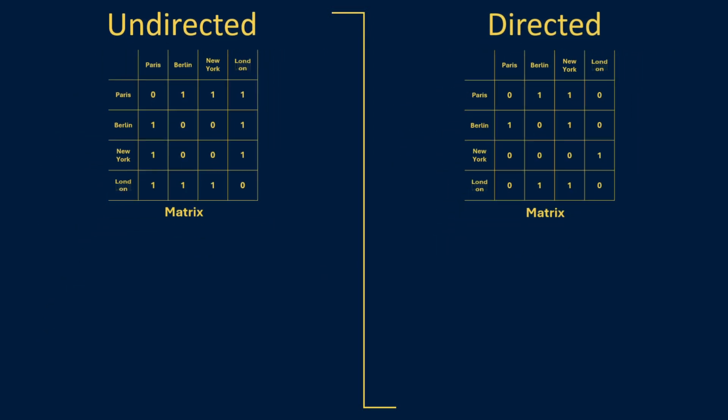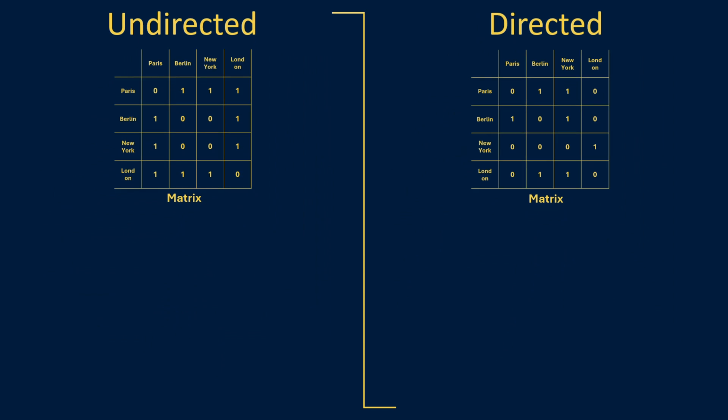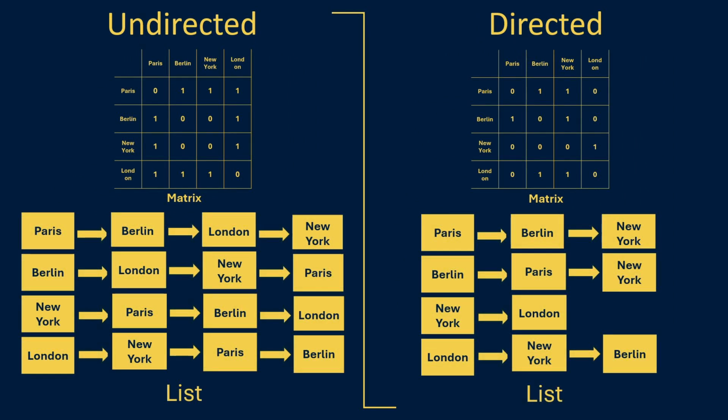Finally, we can represent these graphs using linked lists. For the undirected graph, each city, or vertex, is linked to the cities it's directly connected to. Since the connections are bidirectional, each pair of connected cities will reference each other in the list.